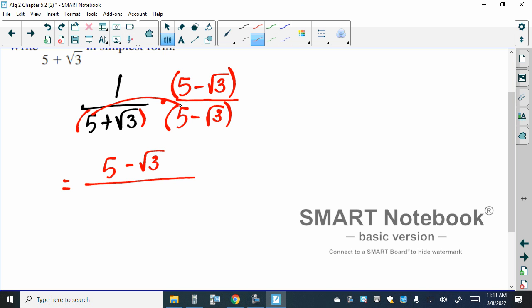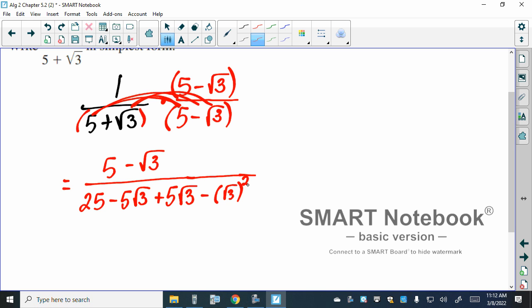So we're going to do 5 times 5, which is 25. 5 times negative square root of 3 is negative 5 square root of 3. Positive square root of 3 times positive 5 is plus 5 square root of 3. Hey, that's kind of nice. And lastly, square root of 3 times negative square root of 3 is, well, negative square root of 3 squared, or we can say negative square root of 9, because 3 times 3 would give us 9. Either way we look at that, it'll turn out to be the same thing.